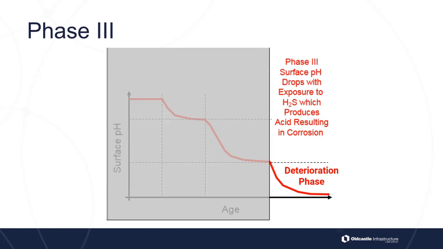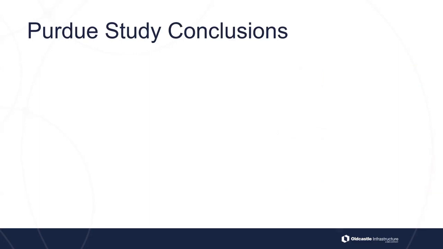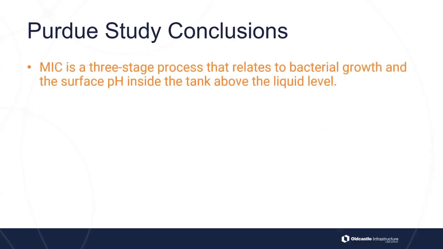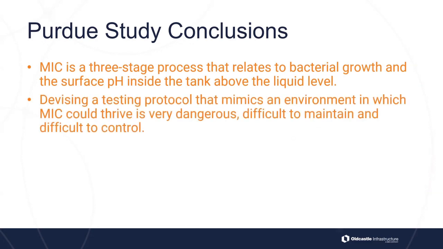But hopefully the plan, and the hope, is that if we can find some type of additive that is antimicrobial or antibacterial that can stop this from ever happening, and we can stop it at the attachment phase, we're hoping that that's what will happen. All right, so some of the conclusions from the Purdue study were that MIC is a three-stage process that relates to bacterial growth and the surface pH inside the tank above the liquid level. They devised testing protocol that mimics an environment in which MIC could thrive. They learned that it's very dangerous and difficult to maintain and difficult to control.